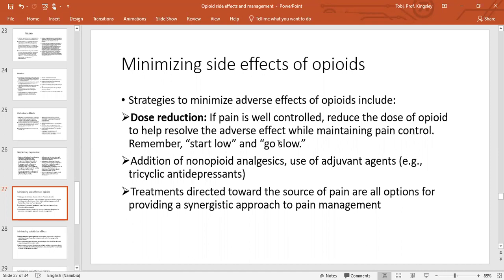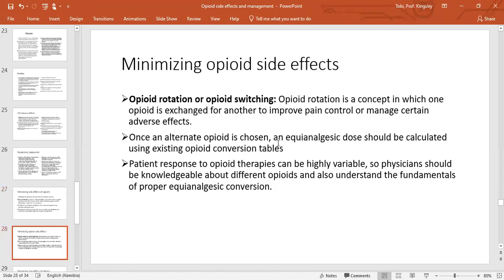For instance, if you started morphine at, let's say, 5 milligrams, and pain has been controlled, you want to calm down, or even reduce whatever it is that you're given. And remember to start slow and go slow. One of the ways to reduce dose is by the addition of non-opioid analgesics or the use of adjuvants such as TCAs. Treatment directed towards the source of pain are all options in trying to reduce your dose of opioids, thereby trying to minimize the unwanted side effects that come with it.